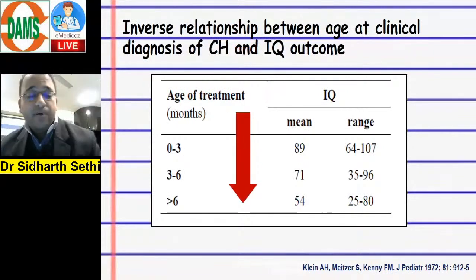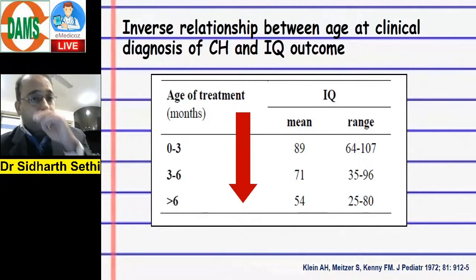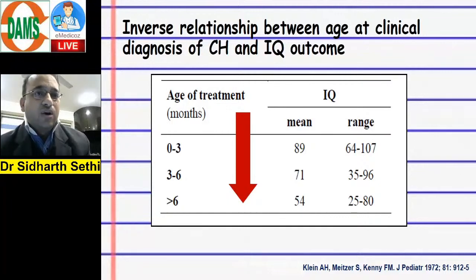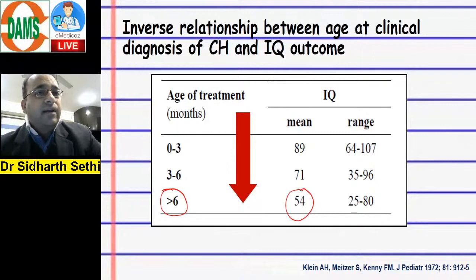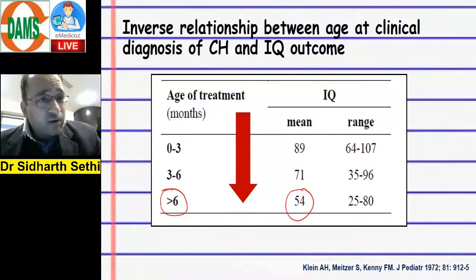In fact, remember that there is an inverse relation between the age at diagnosis and IQ. So if you diagnose hypothyroidism in a newborn, you have a very good IQ outcome. But in a child like this, as you can see on the screen, if you diagnose hypothyroidism after 6 months, he will be mentally retarded. There's no doubt about this. I'm just trying to imply we need to diagnose these disorders early. The later you diagnose, the IQ will already be gone.